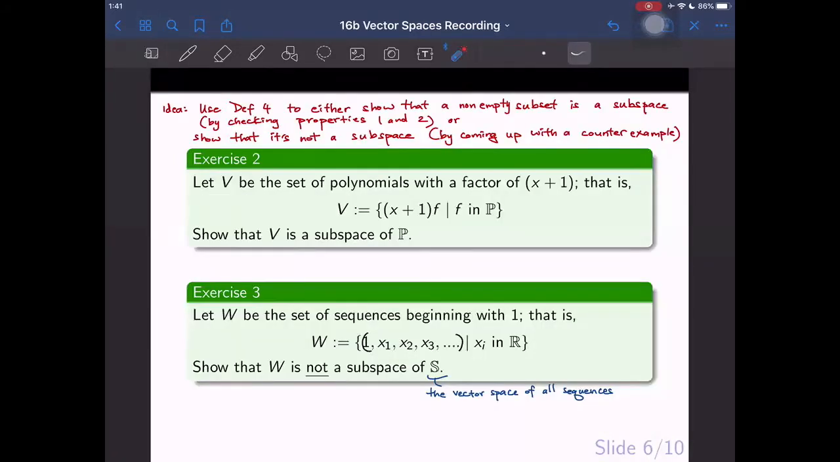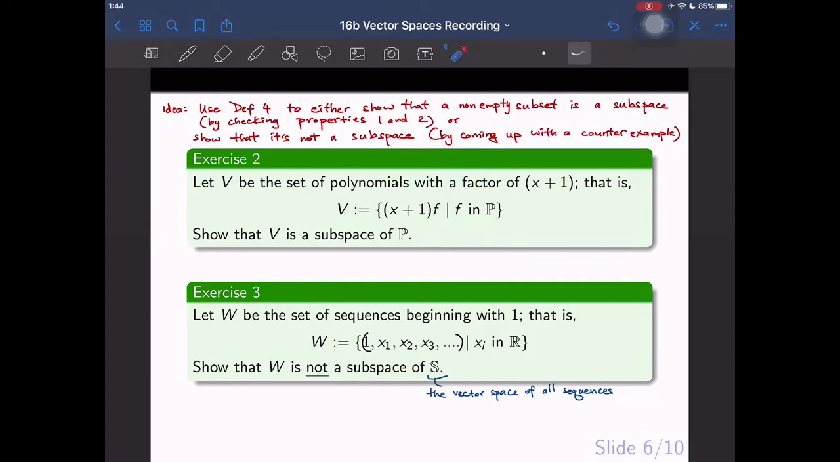We will now do these two exercises. For both of them, the idea is to use definition 4 to either show that a non-empty subset is a subspace by checking properties 1 and 2, or show that it is not a subspace by coming up with a counterexample. In this first exercise, let V be the set of polynomials with a factor of x plus 1. And we want to show that V is a subspace of P, the vector space of all polynomials in x.